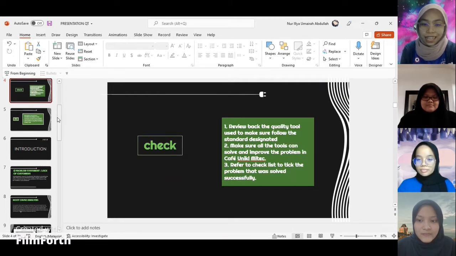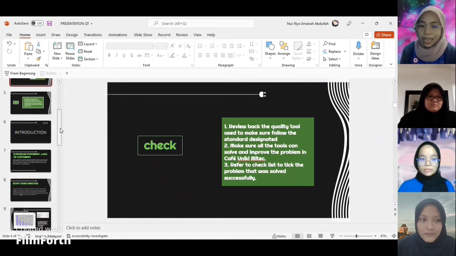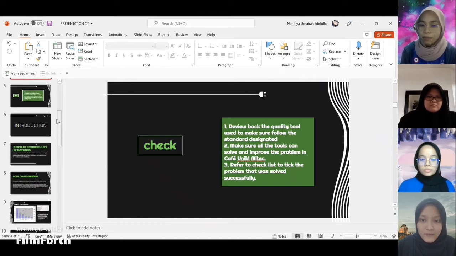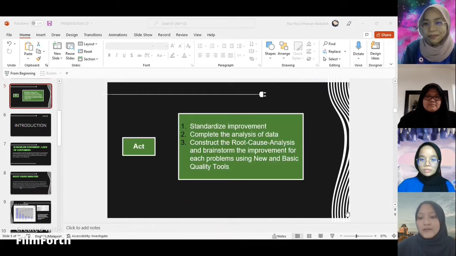Okay, next is check. We check back what we did. First, we review the quality tools used to make sure they follow the standard design. Next, we make sure all the tools can solve and improve the problem in Cafe UniKL MyTech. And last, we refer back to our checklist to tick the problems that were resolved successfully. Next, Ilya will continue to the action.